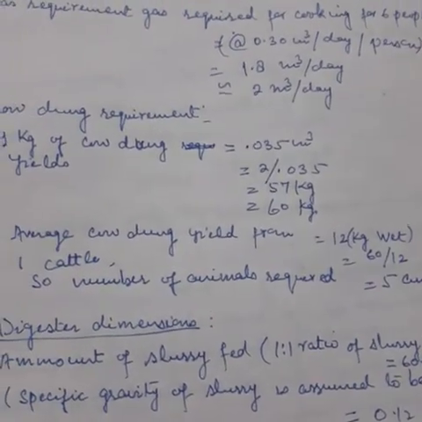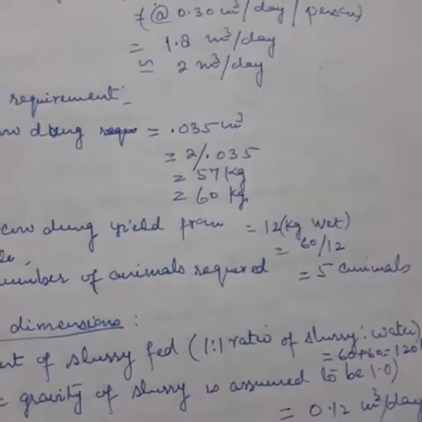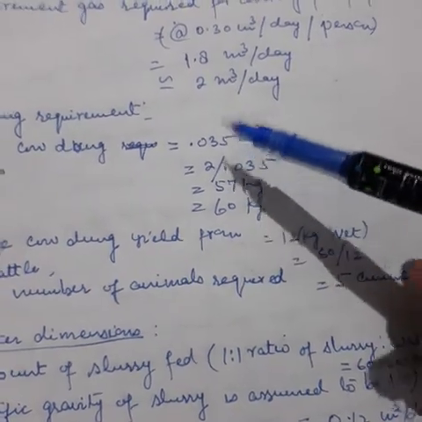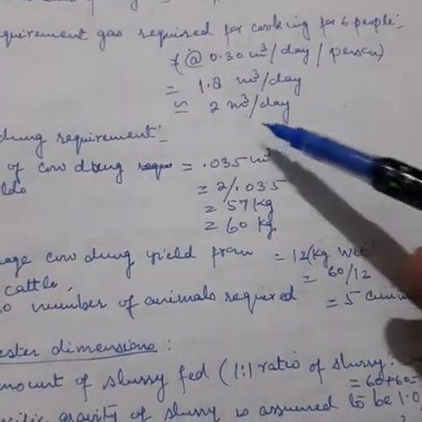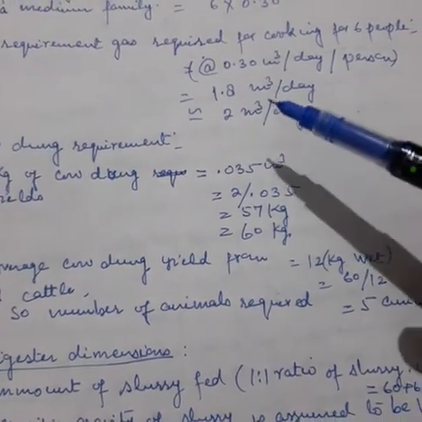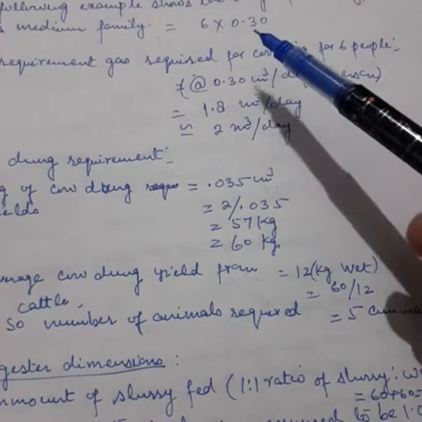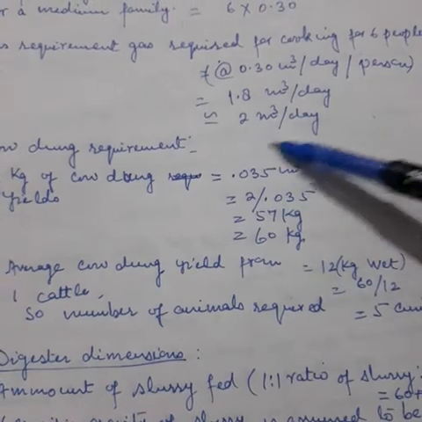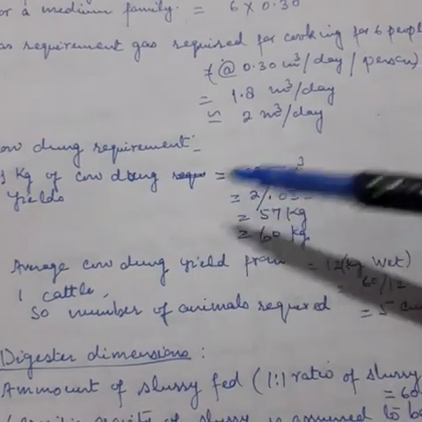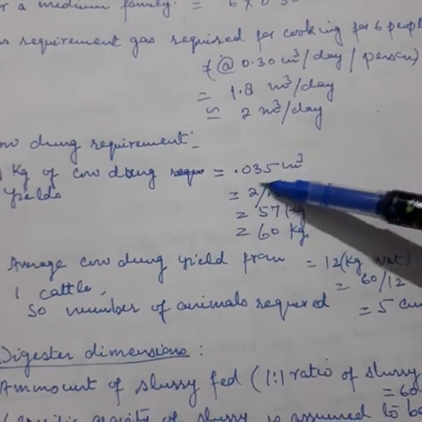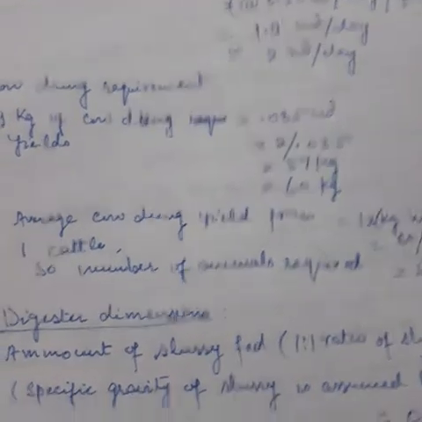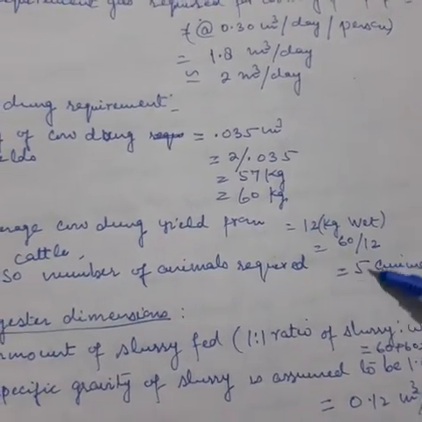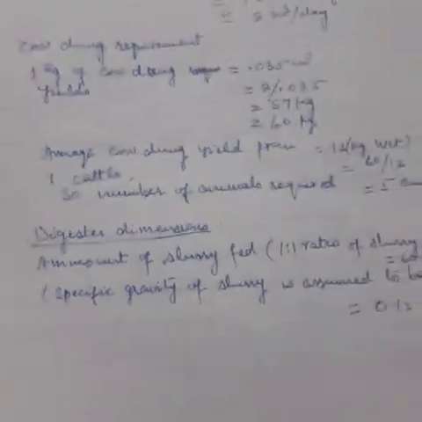It means that for producing the gas, it depends upon the total of 2 meter cube per day, that is the requirement of gas per day for a family of approx 6 persons. It means that 2 meter cube per day volume of gas is to be required. The volume of gas from 1 kg of cow dung is 0.035, so the total value is 60 kg. Average cow dung yield from a cattle, 60 upon 12, so 5 animals are required.